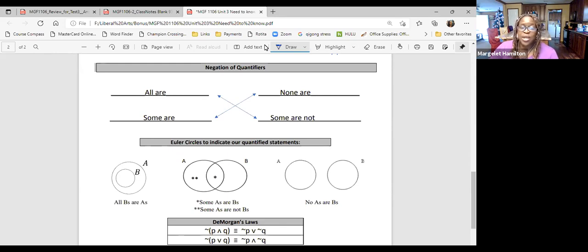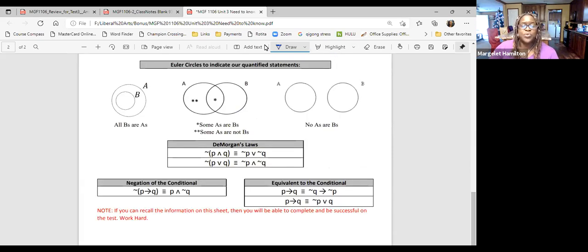Then when we start using our Euler circles, if you're from Georgia, we say Euler, doesn't matter, circles. I ain't ashamed. Once we get to our circles, we're using this for validity. They're going to ask you to look at the circles and either draw them to represent a statement, read the circles to tell what the circles are saying, or to use these to tell validity. And we're going to practice that as well.